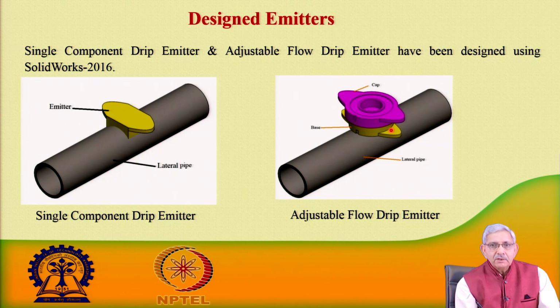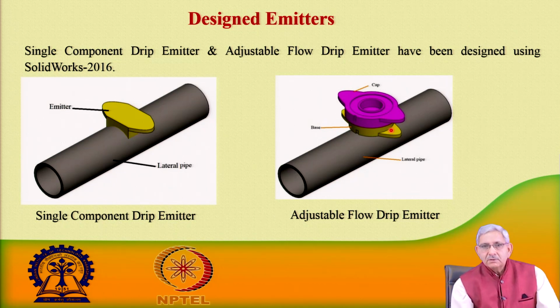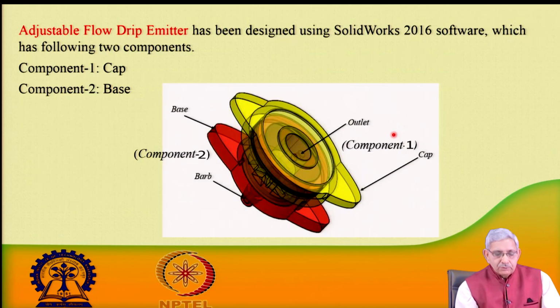In position 1 it delivers one discharge, and when it comes to position 2 it gives a different discharge. So, like this the adjustable flow dripper has been designed using SolidWorks 2016 software, which has 2 components. Component 1 is the base, you can see here this is the base, and in the base there is a barb. This barb goes inside the lateral pipeline.